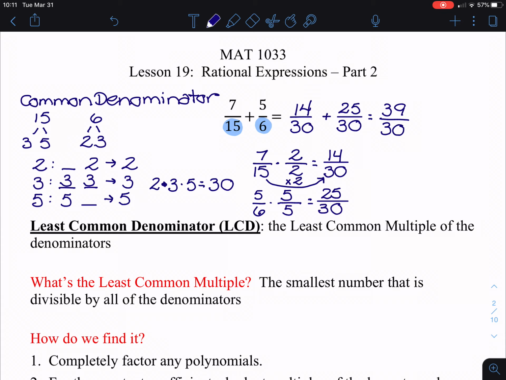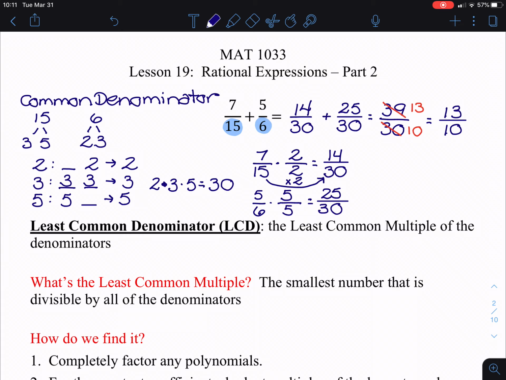Now I'm going to see what I can factor out. 3 divides evenly into 30 and 3 divides evenly into 39. So 3 goes into 30 10 times, and 3 goes into 39 13 times, and my simplified answer here is 13/10.